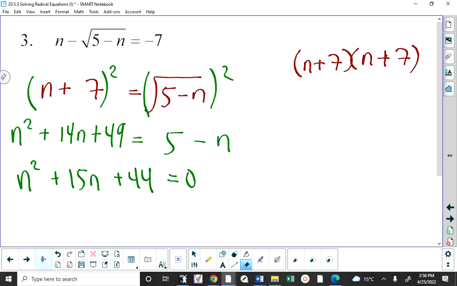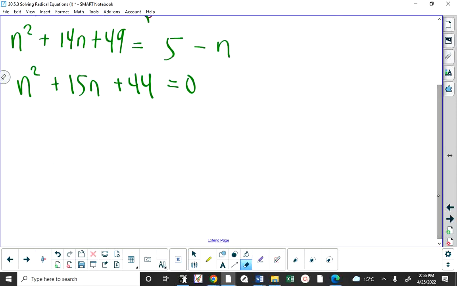So I'm going to add n to both sides to get n squared plus 15n, and I'm going to subtract 5 from both sides to get plus 44. This happens to be factorable. As far as this goes, everybody, I don't think you're likely to see in this course a radical equation that turns into a quadratic equation where you have to use the quadratic formula. Okay? But next year, maybe.